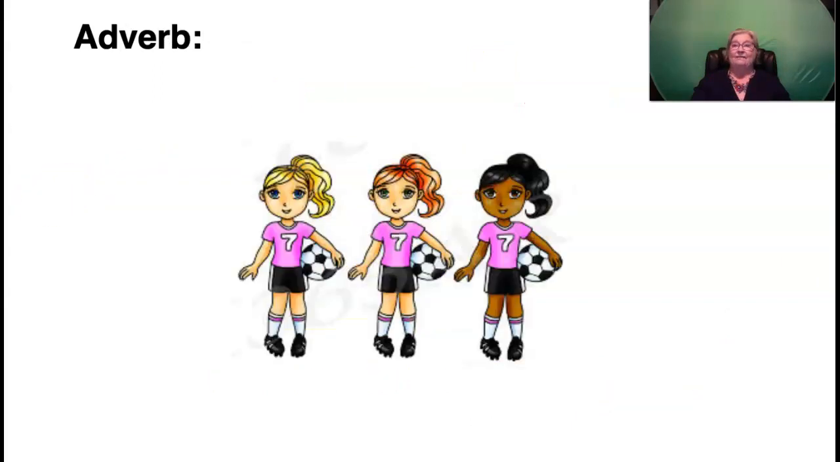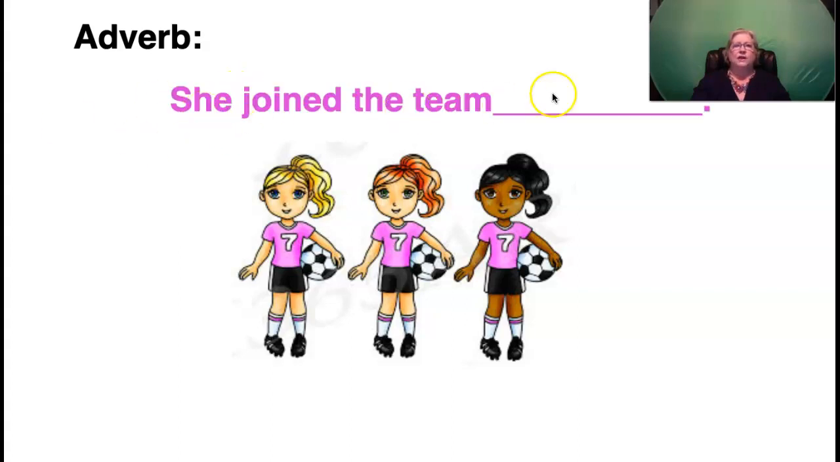Next, an adverb. I used to have trouble with adverbs. Then I understood that they answer certain questions. So an adverb will fit into this frame: she joined the team, blank. Then it's usually an ly word. Although, if you say she joined the team yesterday, yesterday would be an adverb. Or she joined the team tomorrow. Tomorrow would be an adverb.